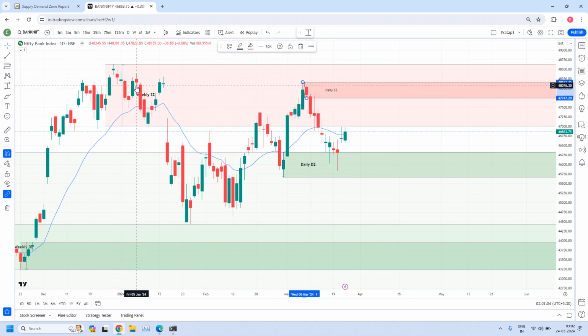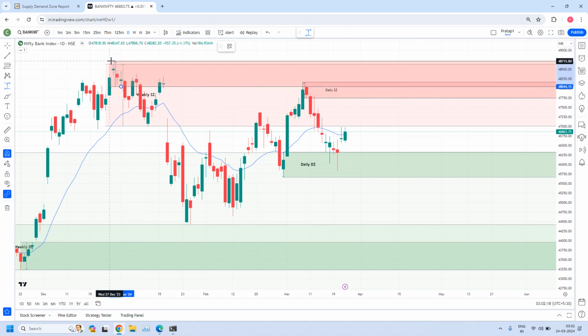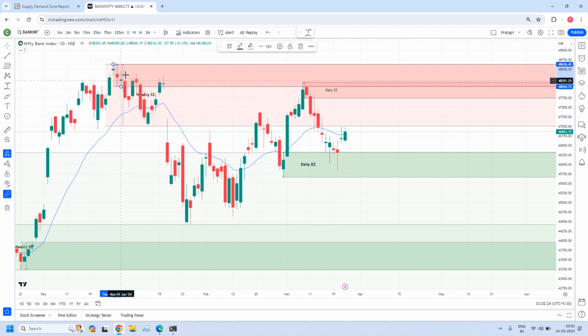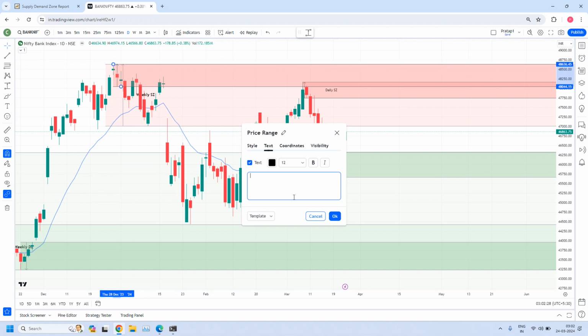See here, new zones: rally base drop, again rally base drop, again rally base drop. Institutions again and again are creating new supply zones within this high liquidity zone. This is a daily high liquidity supply zone.